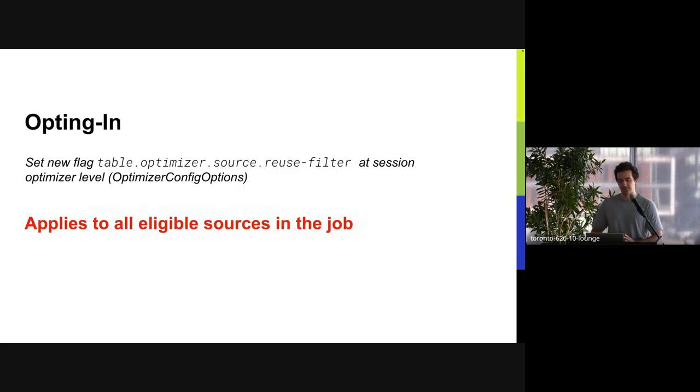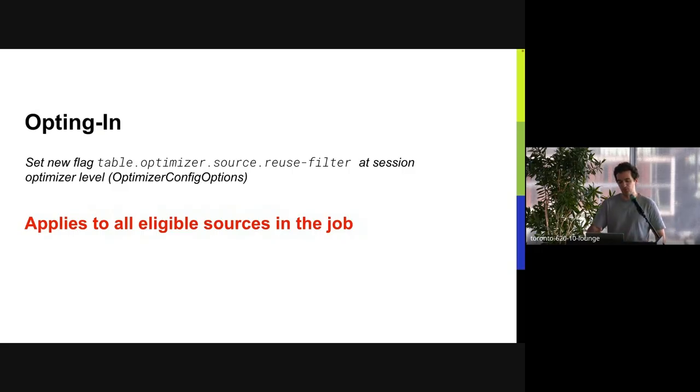So the current state of things is that it is now at the session level. You set a flag like this for the reuse filter, and this would apply or attempt to apply it at all eligible sources in your job. So anywhere it's trying to push down the filter and the projection, it would try to do this merging of those sources together. And as I mentioned previously, this isn't one-size-fits-all. So if you had a mixed-source pipeline, one source might want to do this, one source might not want to do this, so it's not great for that case. The case we did show, where it's all the same source and all the same type of query, it would be.